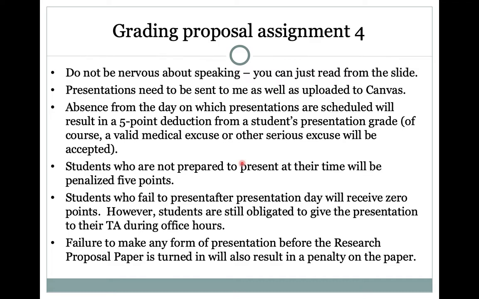because this presentation is a way for me to make sure that your final paper is going to be organized correctly. If you don't make any form of presentation before the final paper is turned in, you'll get a penalty on your final paper. Again, I'm going to work with you. I know we're in a really weird time right now where we're not all in the same room, but if you don't work with me and I never see your presentation, it will result in a penalty.